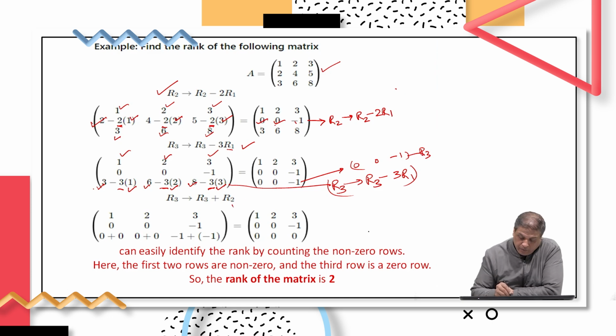Now, subsequently performing one more elementary row operation, that is R3 is to be replaced by R3 plus R2, you will find that the resulting values are 0 plus 0, 0 plus 0, and minus 1 plus 1 for the last entry. So, that means this value turns out to be 0. That means after performing these elementary row operations, we find that there are 2 rows which are non-zero, as a result of which the rank of the matrix turns out to be 2.